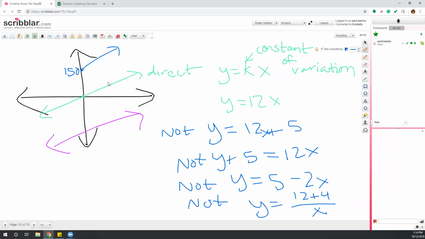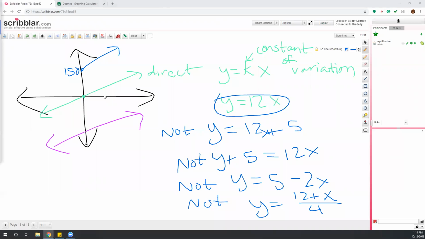No, I would want to put 12 plus x over 4. Sorry, let me fix that. Also not direct variation. So the only thing that's direct variation is this format of y equals a number times x. Anything else, not direct variation. So it will ask you to identify, is this direct variation or not? That's the first type of question.